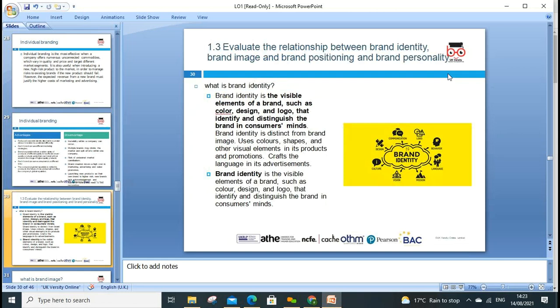Okay, then evaluate the relationship between brand identity, brand image, brand positioning, and brand personality. Brand identity is the visible elements of the brand, such as color, design, and logo, which a lot of companies keep changing and reflecting, like the child labor concern or the green concept, green marketing. Brand identity is distinct, and brand image uses colors and shapes. So we need to think about it: like a white sari in India represents sadness if the lady is wearing it, while the same white color in Japan has a different meaning.